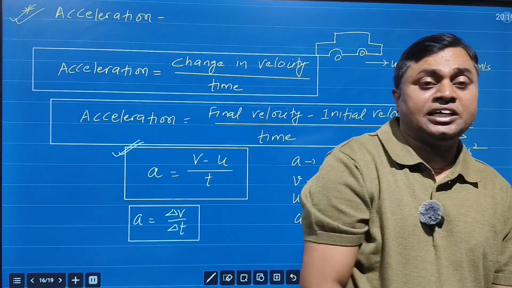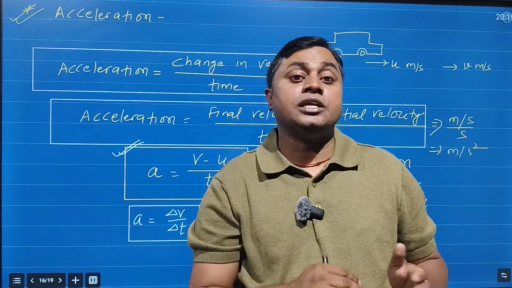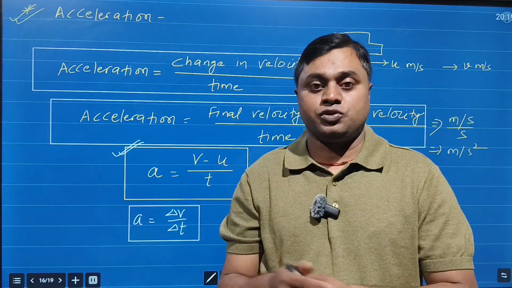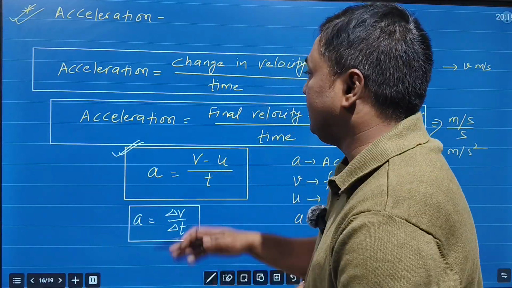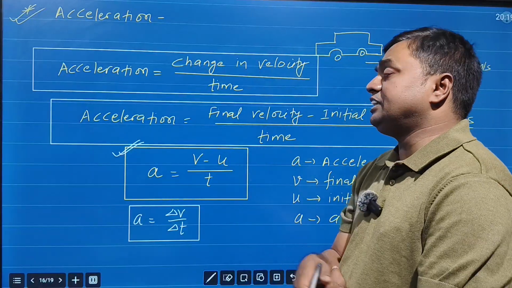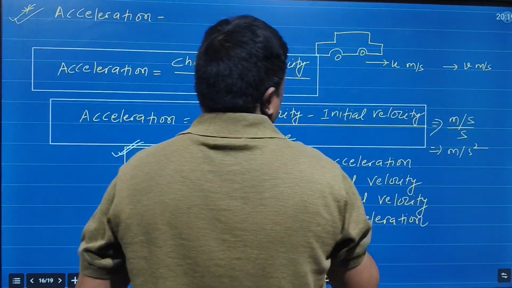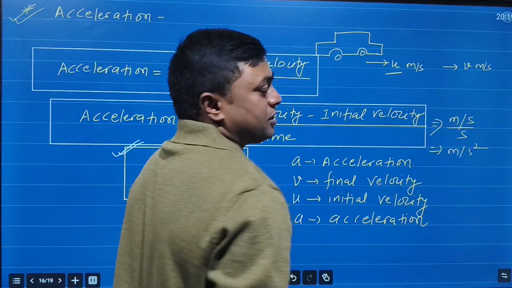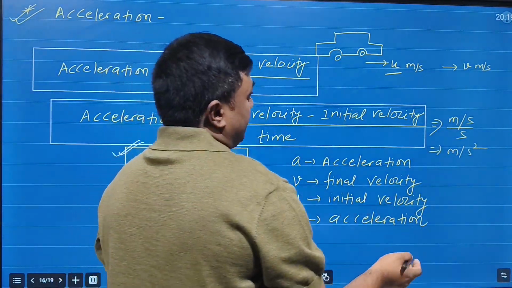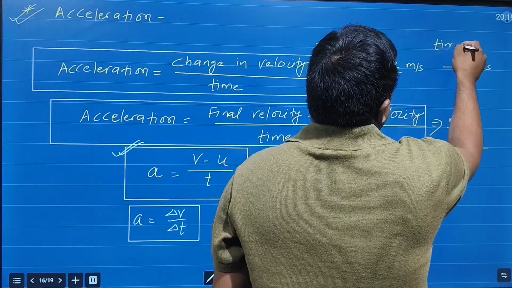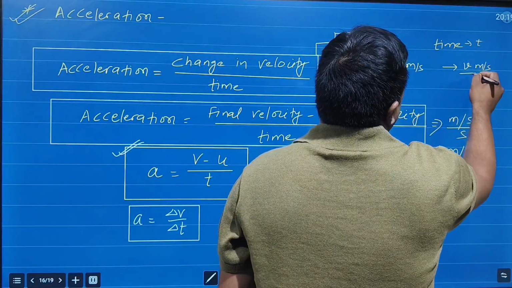Acceleration. When we talk about acceleration, it is defined as the rate of change of velocity, or mathematically, acceleration is equal to change in velocity by change in time. Suppose you are going in a car, and the car is moving with u meter per second. After time t, the velocity changes to v meter per second.